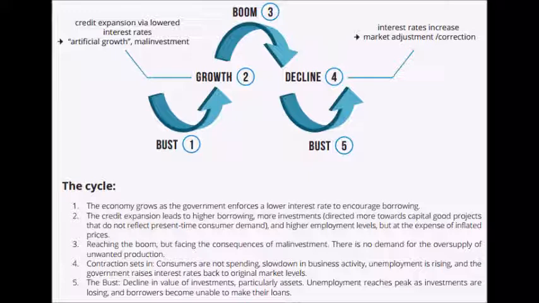But essentially what ends up happening is that you get the bust, the value of investments, particularly assets, declines. Unemployment reaches its peak as investments are losing and borrowers become unable to make good on their loans. So that's basically the gist of the Austrian theory of the business cycle. Pretty complicated, but I think it can be relatively understood by a layman, which I am.